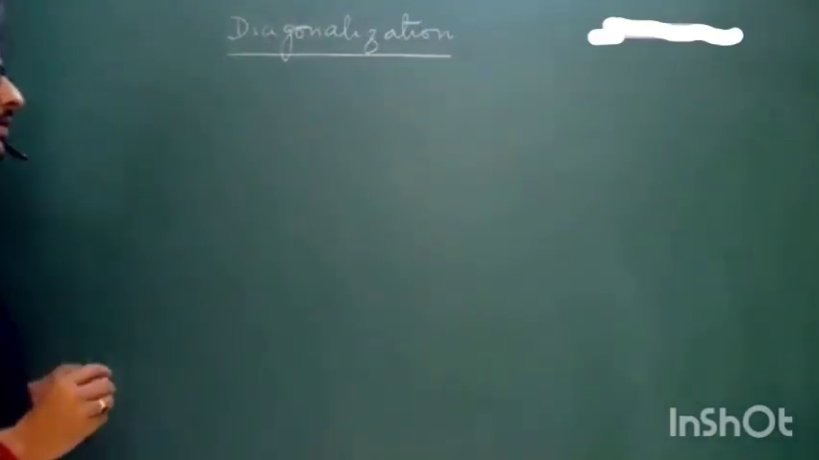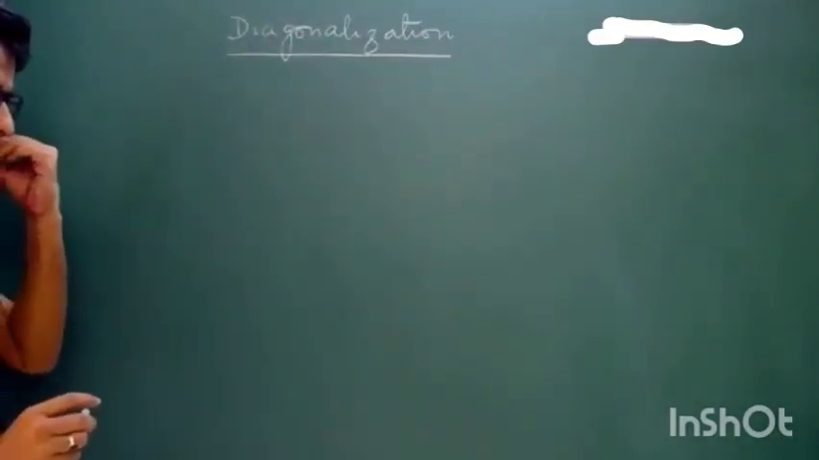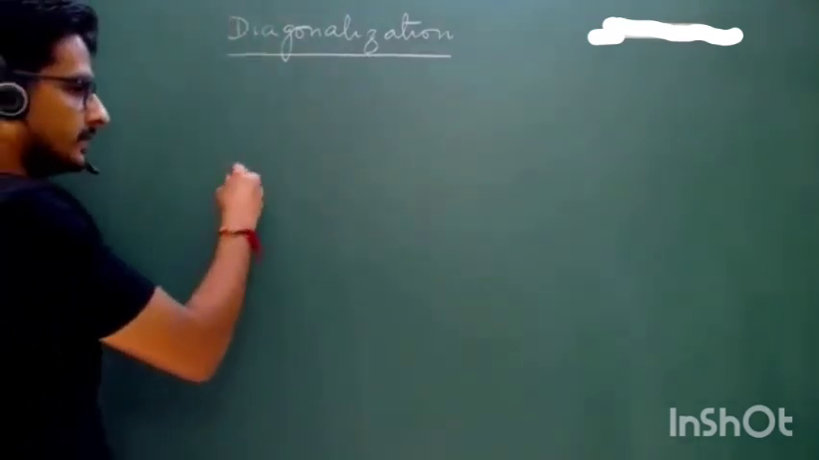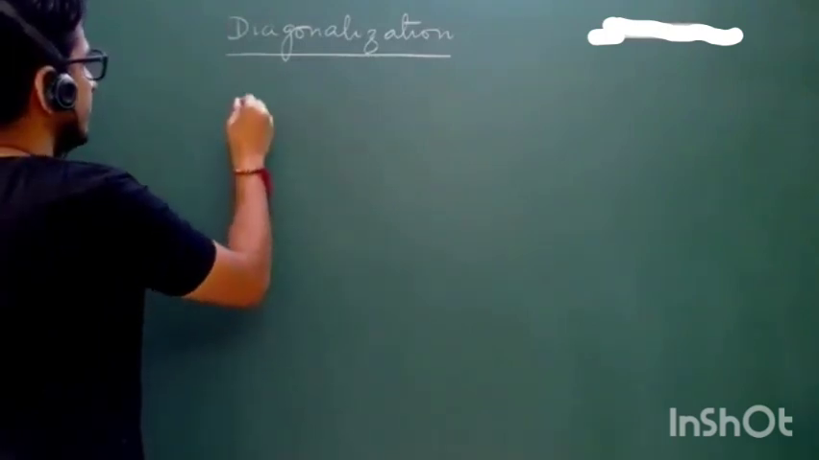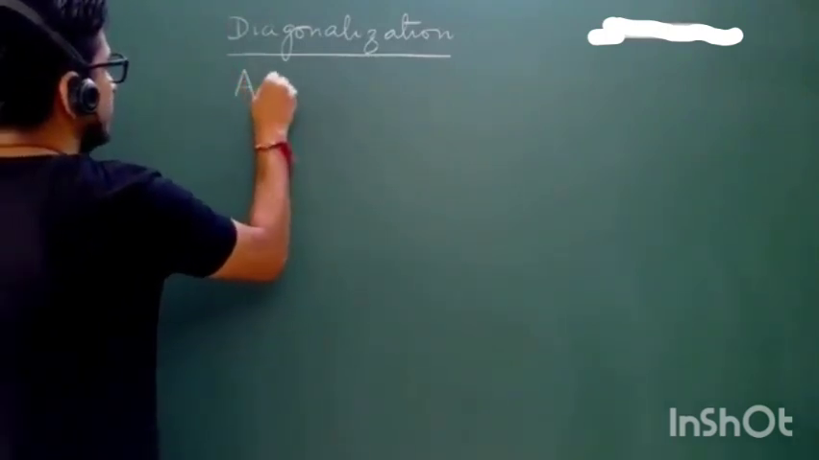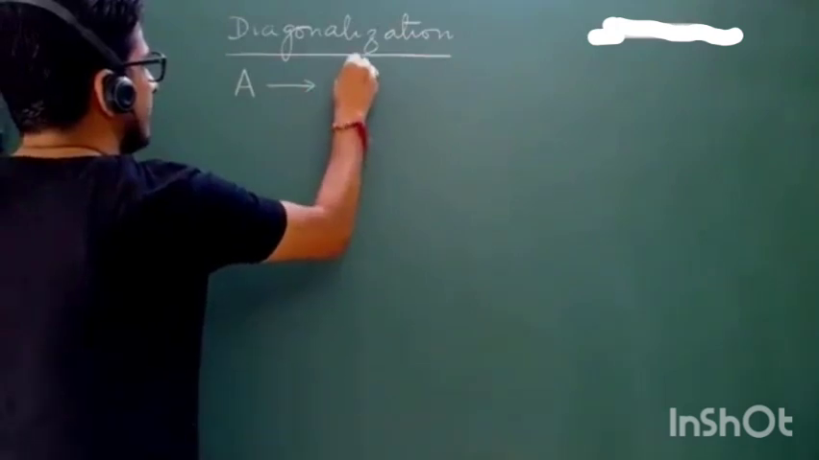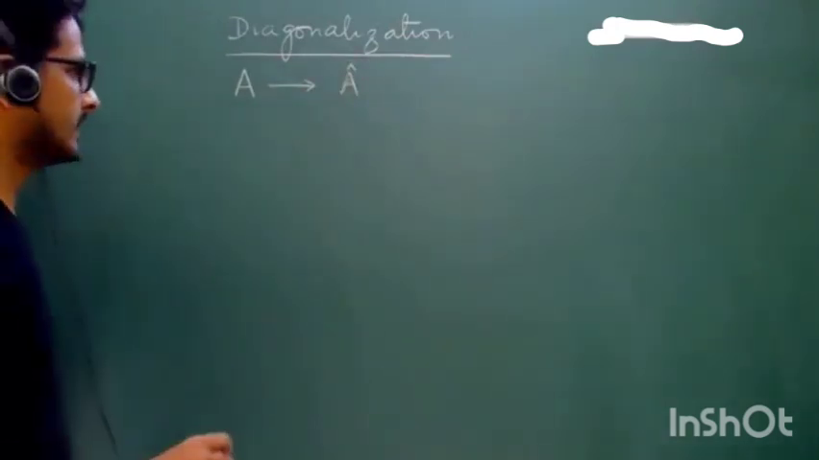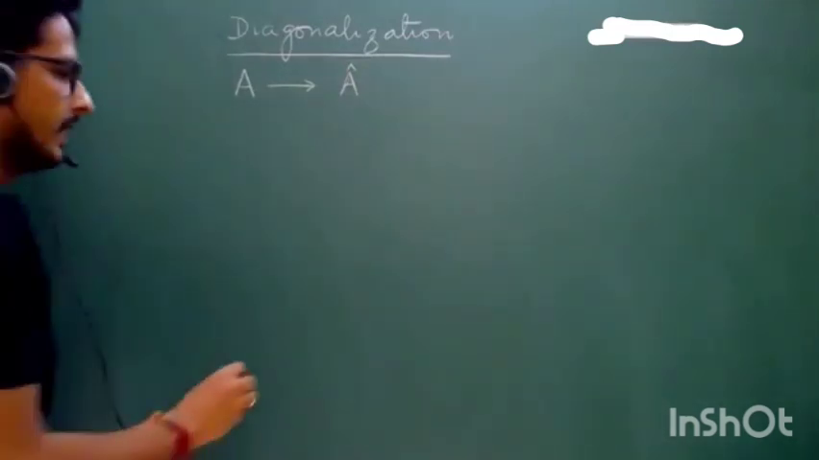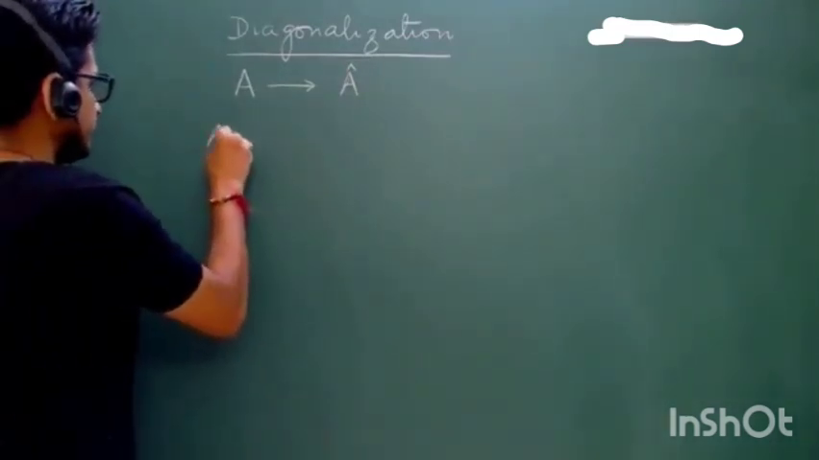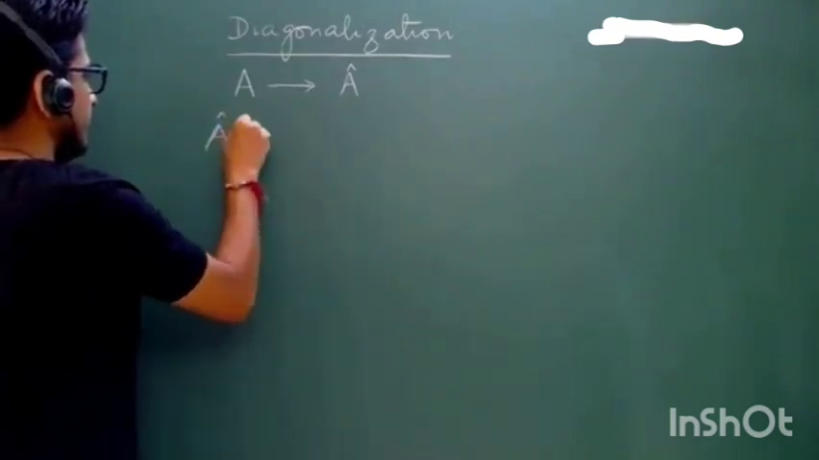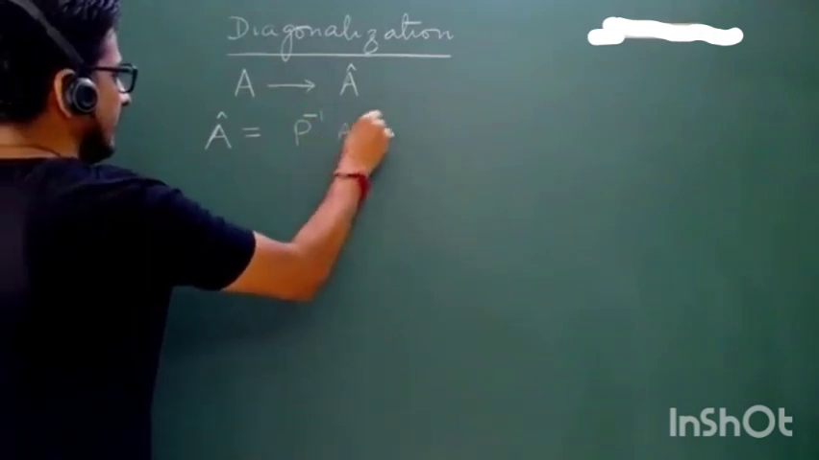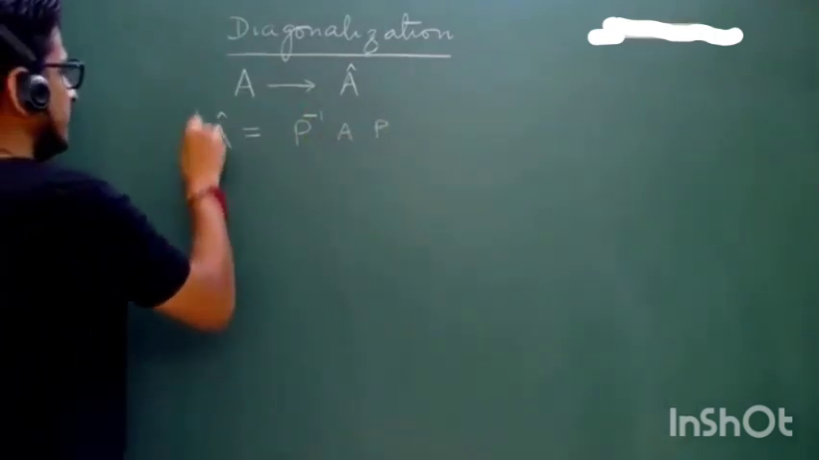So the concept of diagonalization we have to just carry forward. I told you the concept of similarity transformation, in which a matrix A is converted into a matrix A cap. Using a transformation, a matrix A is converted to A cap. And what is the definition? A cap is equal to P inverse A P. So this is the transformation.